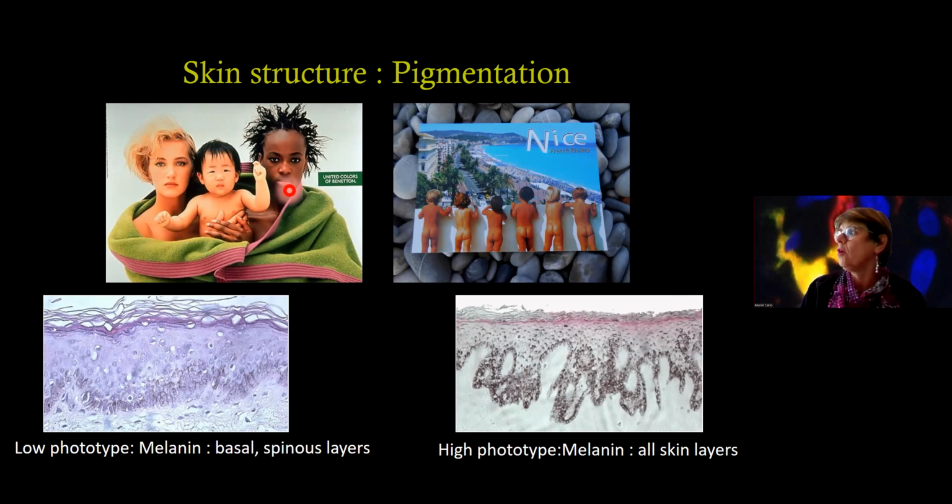And what is important to know between skin, here you have a low phototype skin, and here a high phototype skin, is the difference in the presence of pigmentation. Here in low phototype, you can see that pigmentation, in dark, here in black, is restrained to the basal layer, whereas in high phototype, you can see the pigmentation in all the skin layers.